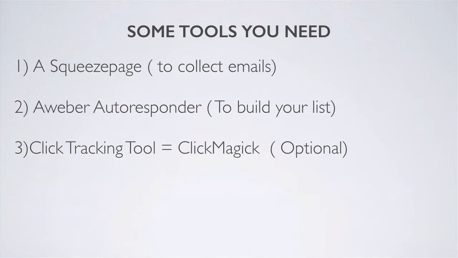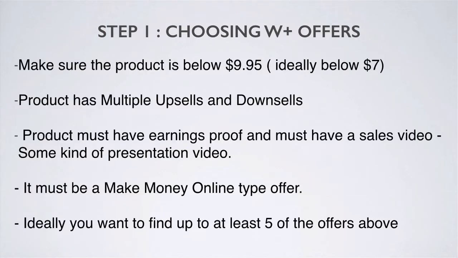Some tools that you need to get this working. First, you need a squeeze page to collect emails. Number two is an autoresponder. For this training, I recommend AWeber, which has been doing well for many years. You want to collect the list and then monetize it further. Number three is a click tracking tool, which is ClickMagick. This is optional, but ideally you want it because you can rotate the offers, which I'll get into in just a moment. So these are the three tools that you need.